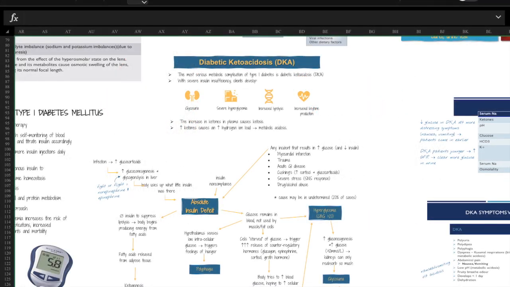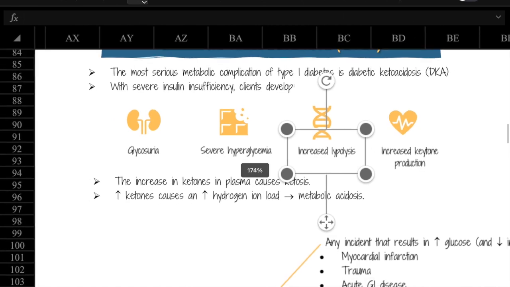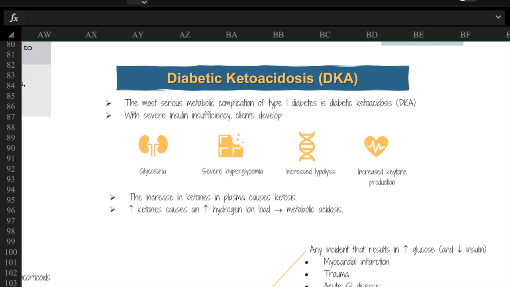Diabetic ketoacidosis is the most serious metabolic complication of type 1 diabetes, in the same way that a hyperosmolar hyperglycemic state is a very serious complication of diabetes type 2. The big difference here is that in diabetes type 1 and in DKA, the patients experience an absolute insulin deficiency. Because there's such a severe deficiency in insulin, clients develop these four main conditions.